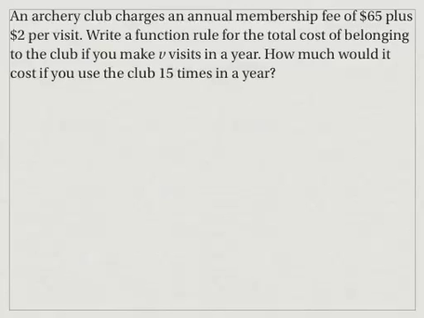We can write that as a function rule and say that C, which I'm using C for cost, it doesn't matter what you use there, equals 2V plus 65. V stands for visits, so your cost is going to be 2 times the number of times you visit plus the $65 annual fee.